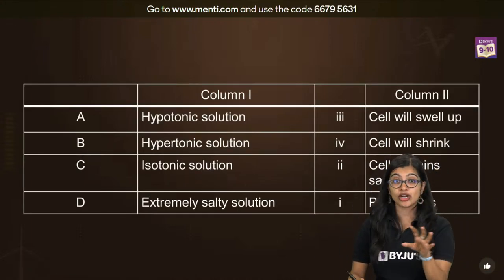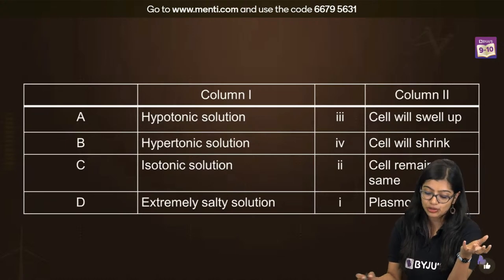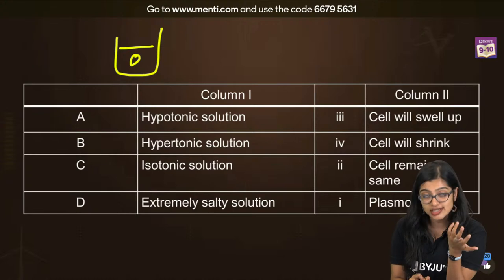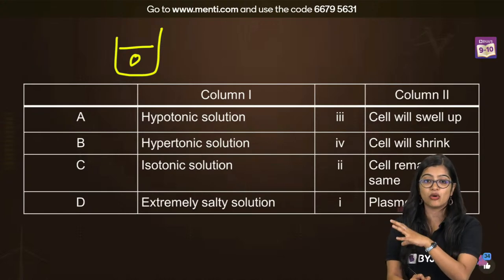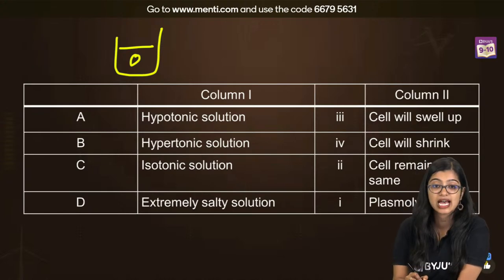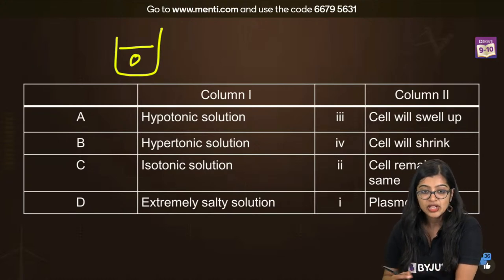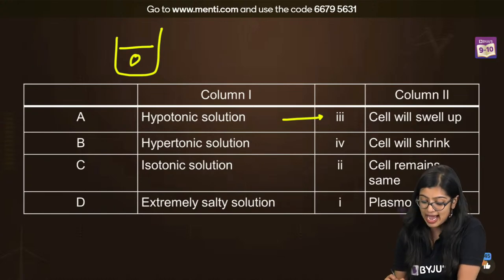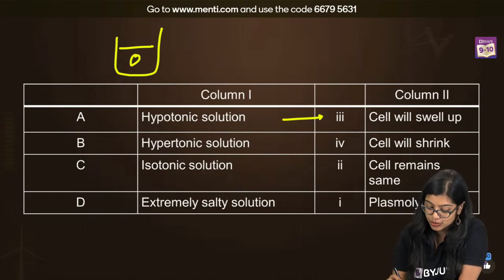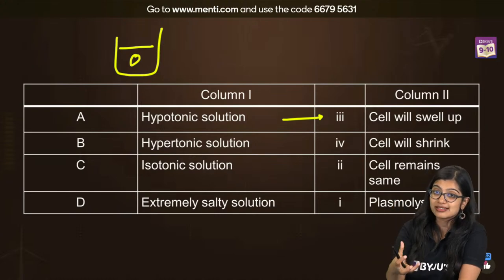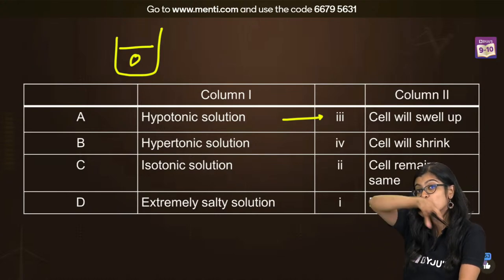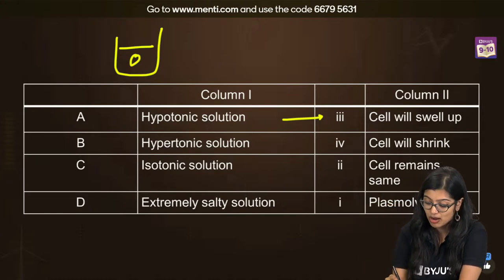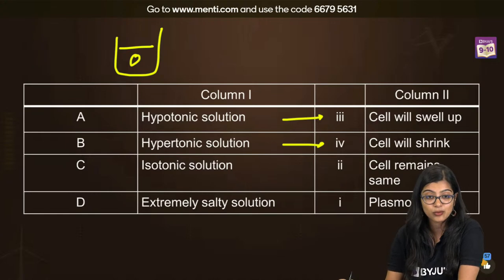Now, what is a hypotonic solution? A hypotonic solution is one wherein if you take a solution and you place a cell, the concentration is such that there is more amount of water content on the outside than on the inside, right? So in this case we see that the cell will swell up. While on the other hand, hypertonic solution is one where if you place the cell, the concentration of solute is more on the outside than within, which is why water will move from inside the cell to outside, and as a result, the cell will shrink.